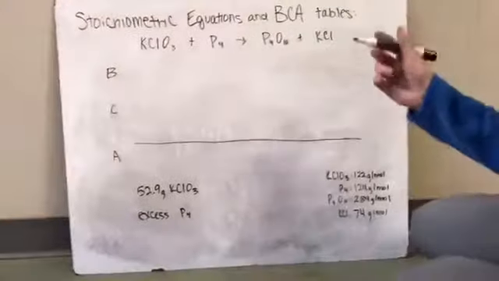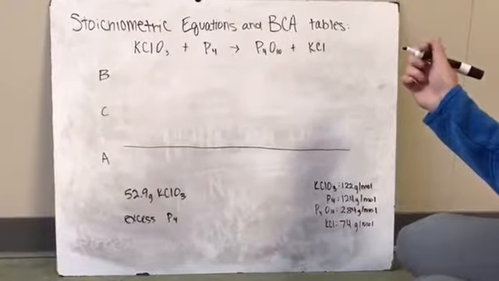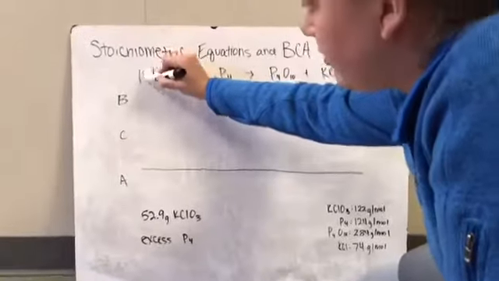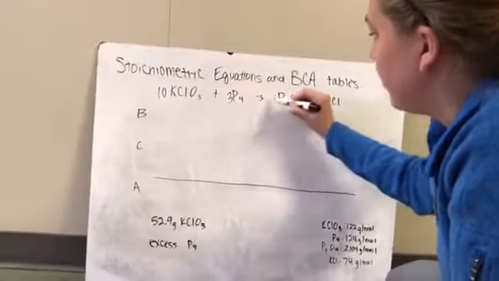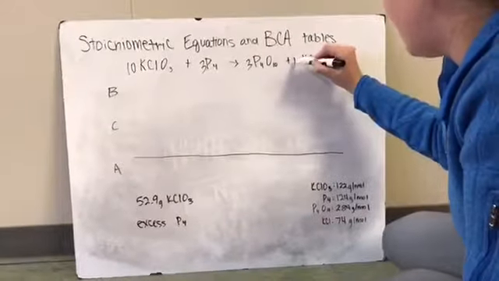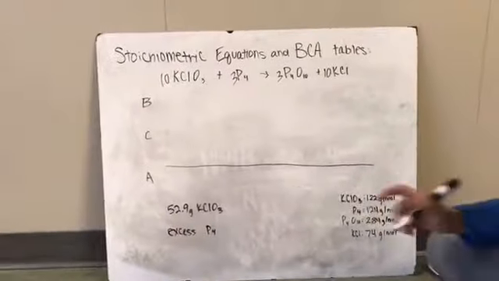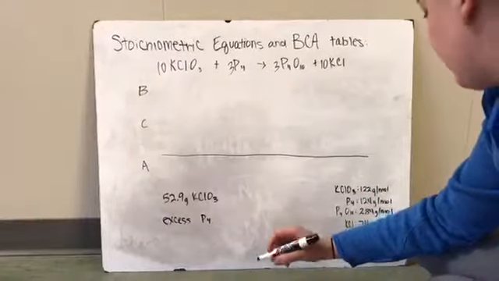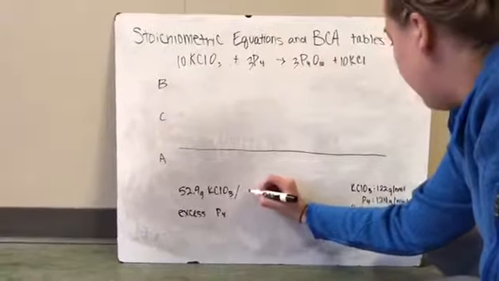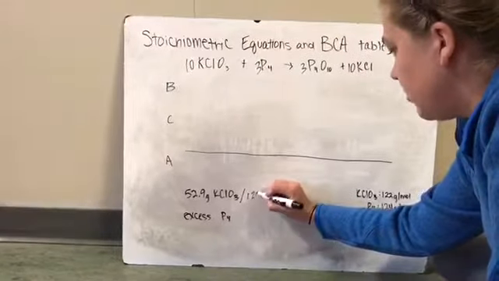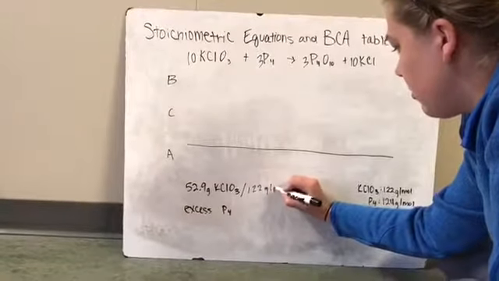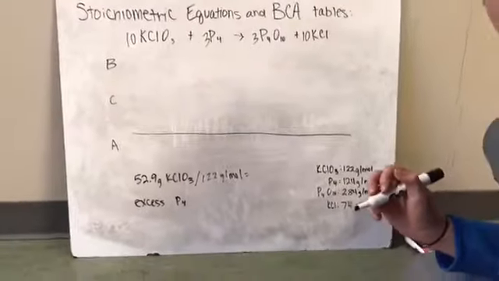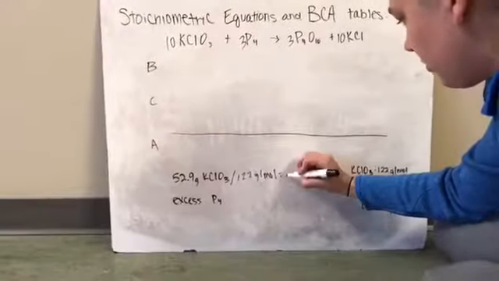Okay, so the first thing we need to do for this stoichiometry problem is balance the equation. So to do that, we'd have a coefficient of 10, 3, 3, and 10. So next we're given that there are 52.9 grams of this, so we then just divide by the molar mass, which is 122 grams per mole. And that gives us 0.434 moles.